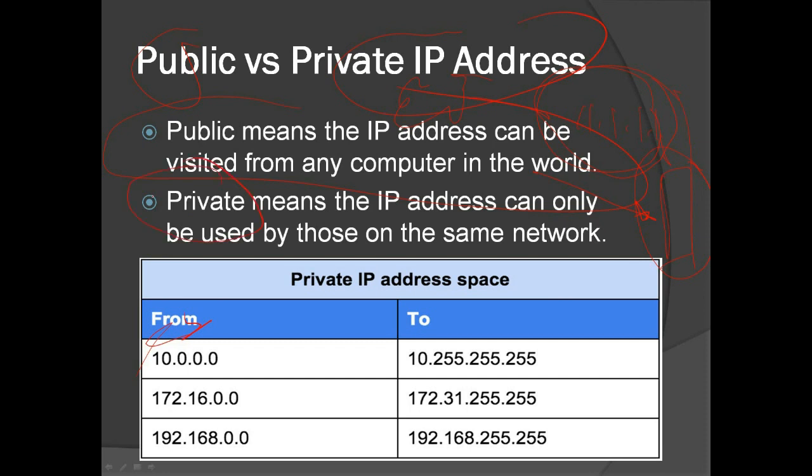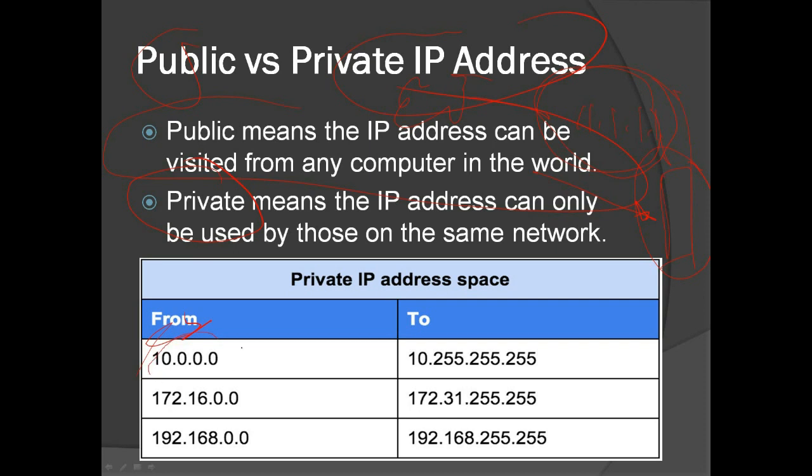It means that this can only be used on the same network or the internal network. And for IP version 4, the approximate number of IP addresses that can be provided is around 4.3 billion. Most of the public IP addresses come from IP version 4. Okay? So there are exceptions to those IP addresses.